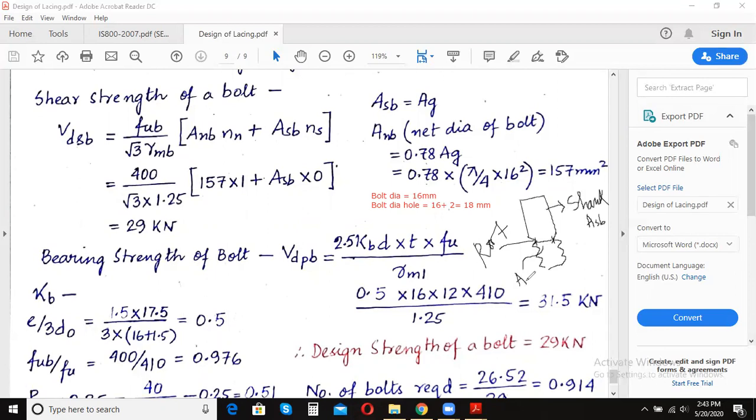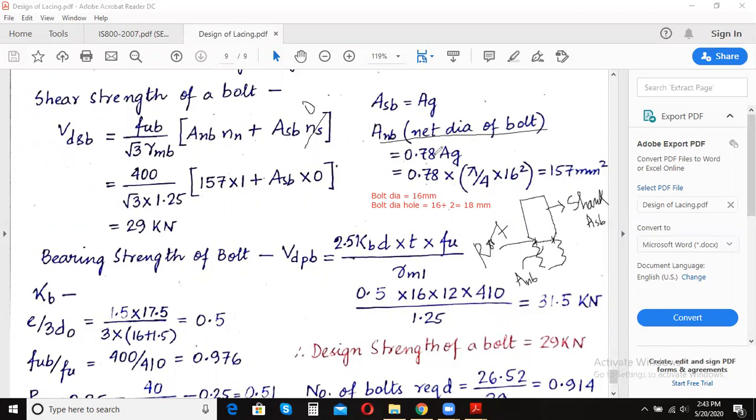Clear? Now we will be assuming that the failure plane is passing through this root portion. And hence, what is NN? NN is the number of failure planes passing through the root portion. So we are considering that the failure plane is passing through this root, hence NN is equal to 1 and NS is equal to 0, right? And how much is ANB? ANB is the net area of the bolt at the root area.